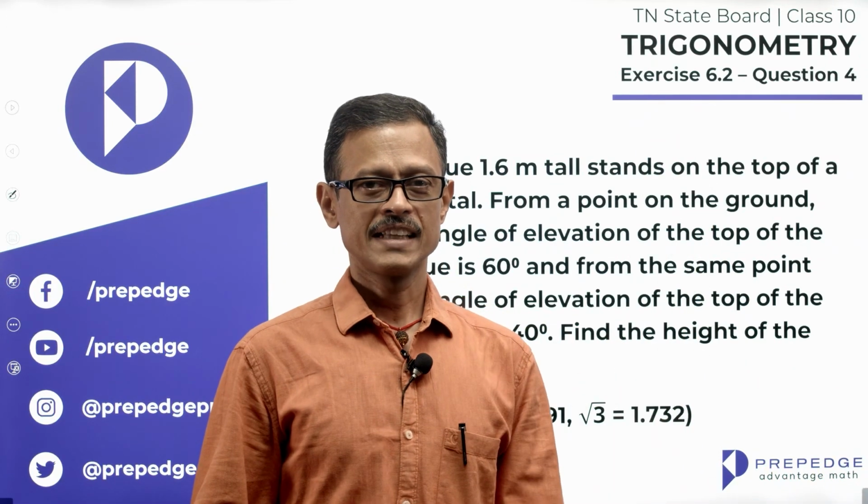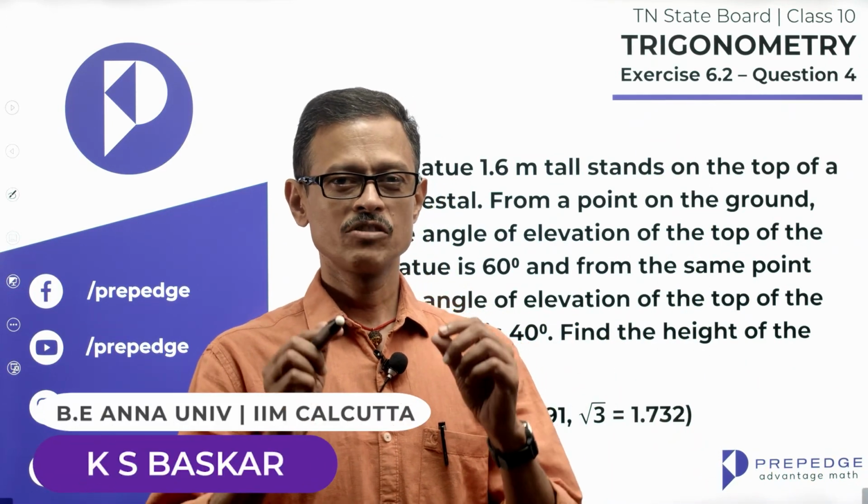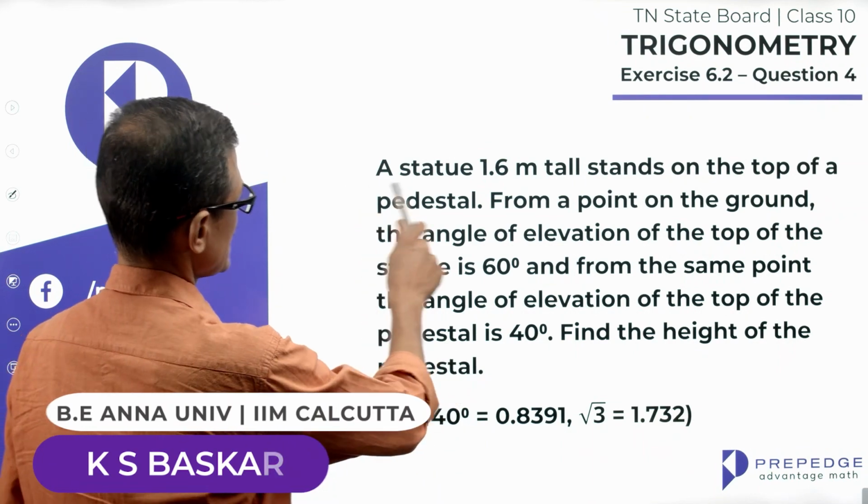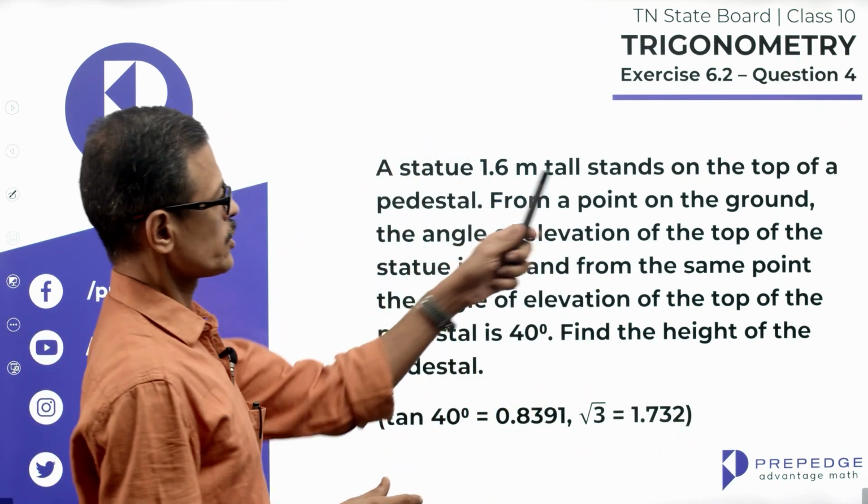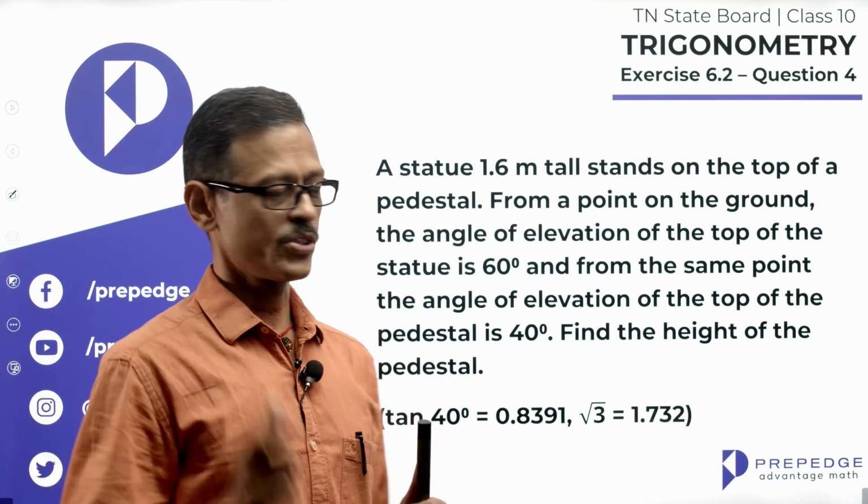Chapter 6 Trigonometry, exercise 6.2, question 4 la irukum. Idu vandu konjam tough ana question. A statue 1.6 meters tall stands on the top of a pedestal. ஒரு மேடை மேல ஒரு statue இருக்கு.